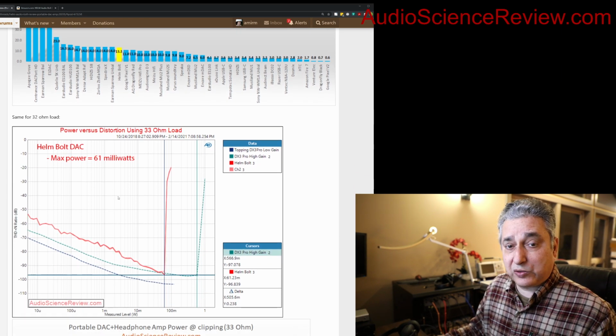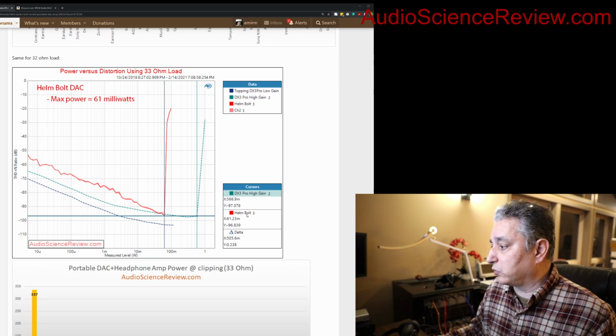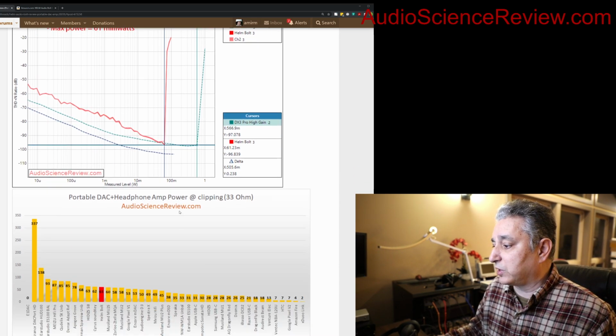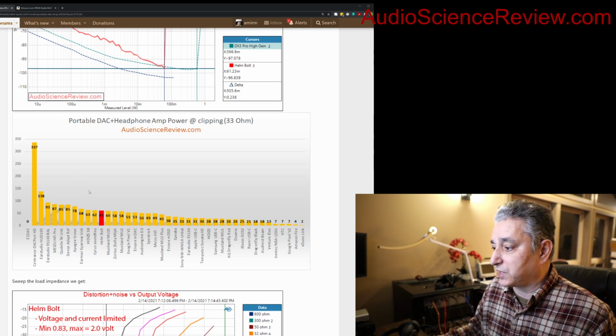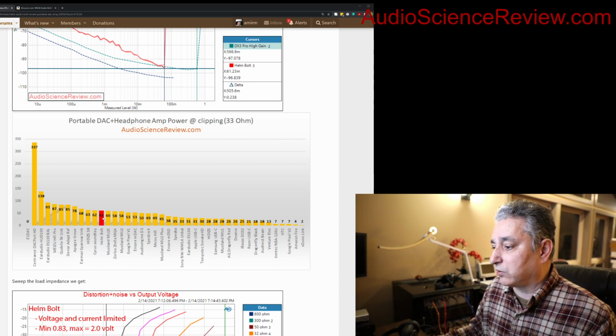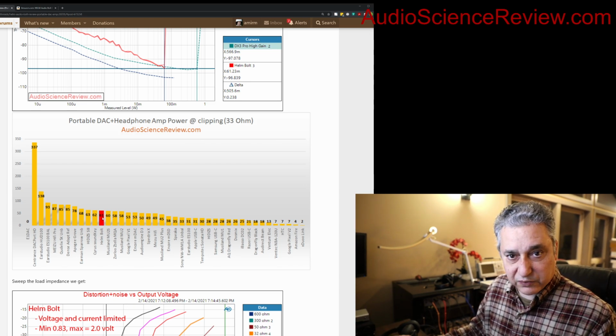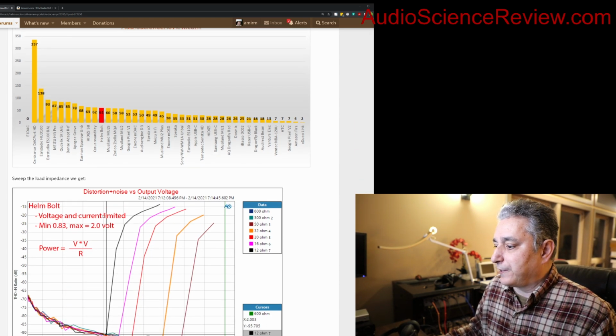Switching to a very small load, 32 ohm, we get much more power. This is typical. We get about 61 milliwatts of power. We plug that in, and again, we see that it's the same category of good amount of power. And so I expect subjective testing, which I'll talk about in a minute, should be pretty good.